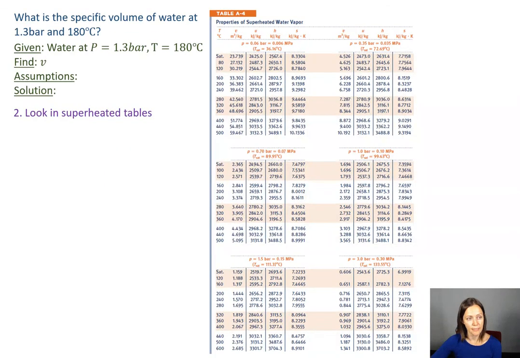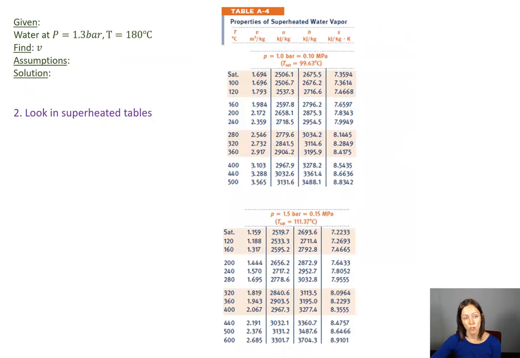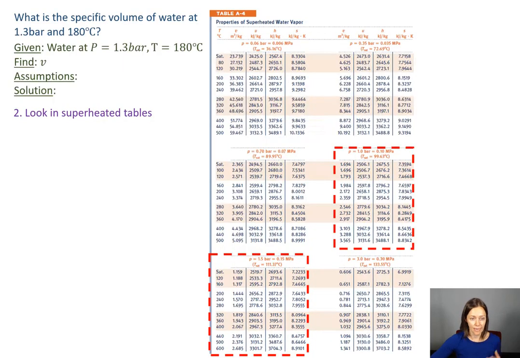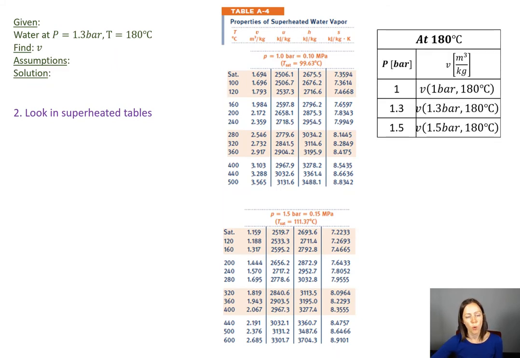So here are my superheated tables, and remember everything's organized in blocks of pressure, so I need to look for the block corresponding to 1.3 bar. Uh-oh, it's not on there, but I do have boxes for 1 bar and 1.5 bar. I'm taking those two boxes and moving them close to one another. This is what you have in your book, and I've just put them close together so it's easy to see.